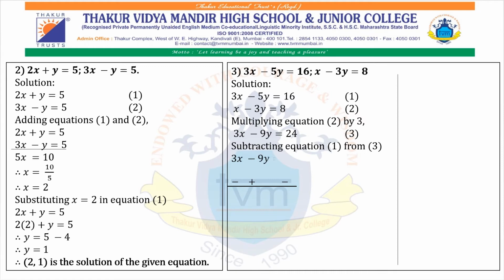Now subtracting equation 1 from 3, we'll get 3x minus 9y is equal to 24 minus 3x minus 5y is equal to 16. Because of subtraction, the sign of the second equation will get changed. So plus 3x will become minus 3x, minus 5y will become plus 5y, and plus 16 will become minus 16.